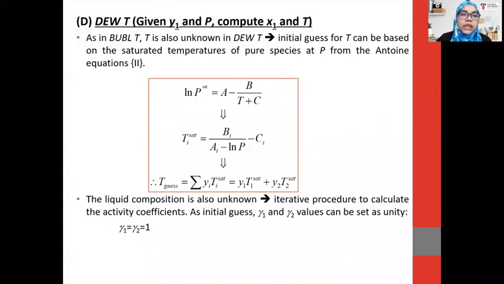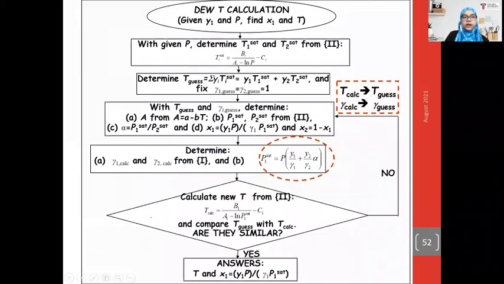Okay, the last calculation is the dew T, where you need to find the temperature, and the composition of the vapor phase is given. You can start with the initial guess, or you rearrange the Antoine equation to determine your T saturation. It gives you T guess here. Because the X here is not given, we need to perform an iteration procedure to determine your gamma here. And this is the overall step.